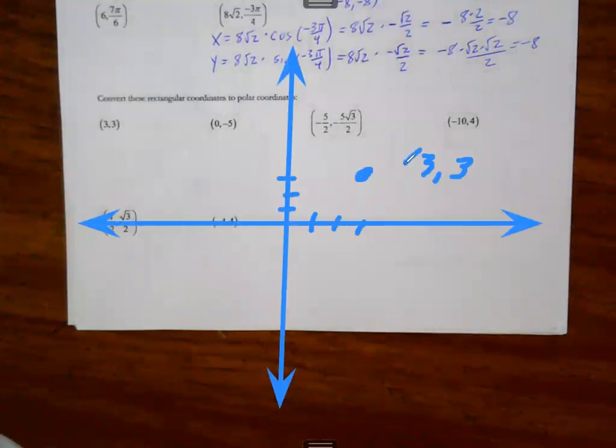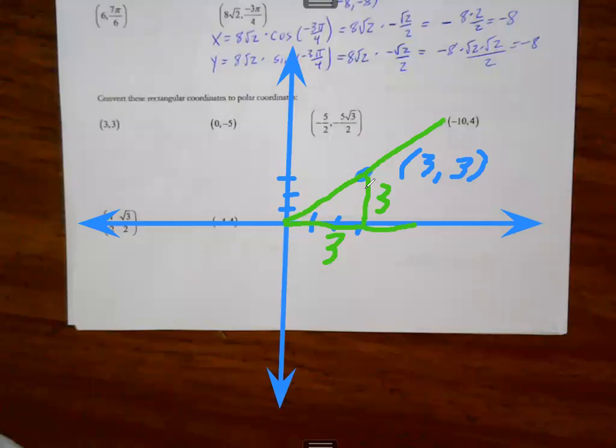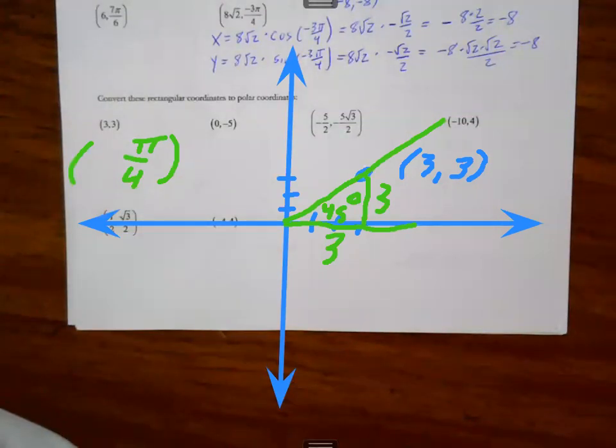Now, if I was converting this to polar, I'm going to use pi over 4 for my angle, because the line that goes to the point 3, 3 has a slope of 1, because you move right 3 and then up 3. So that means this is an isosceles triangle, which means this is 45 degrees. So for my polar, I'm going to put pi over 4 here. And then r is just the distance that the point is from the origin. So if you know your special right triangle stuff, that's just going to be 3 root 2.